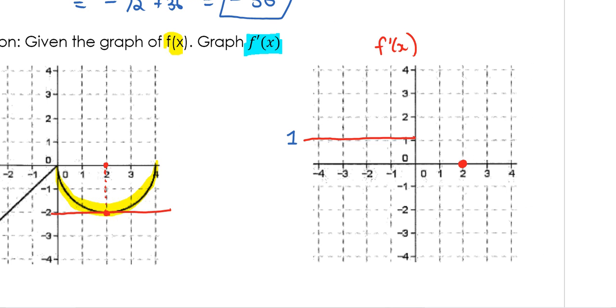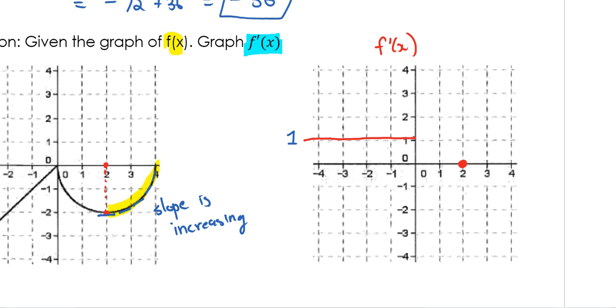Okay, and then what you should do next is evaluate the slopes on the left-hand side and the right-hand side. If I look at the right-hand side here, notice that my tangent lines are increasing. They're getting very big. So basically what's happening is the slope is increasing.